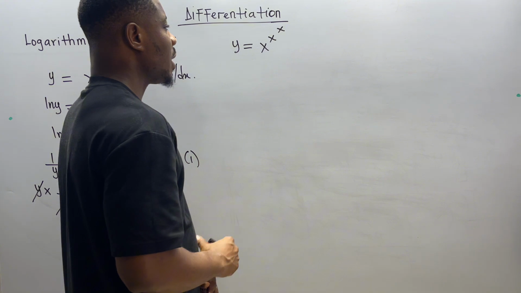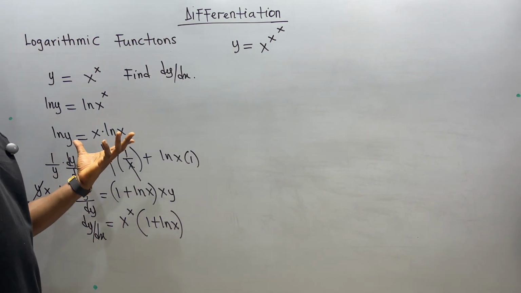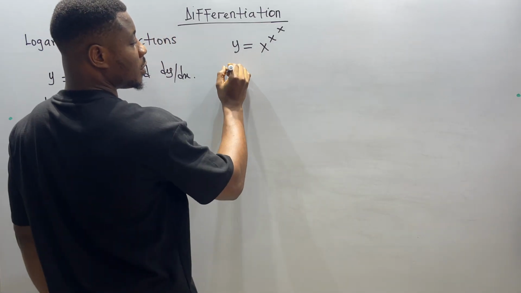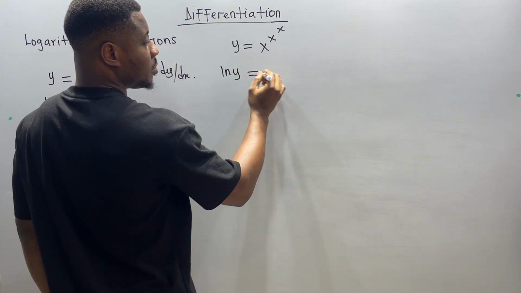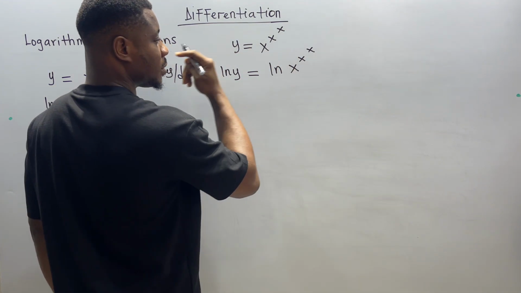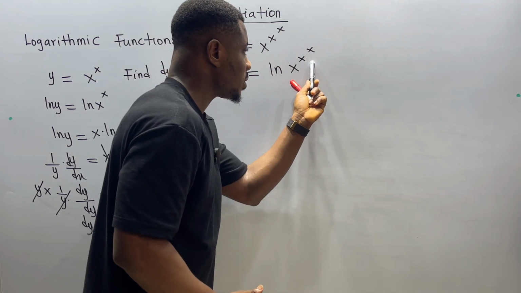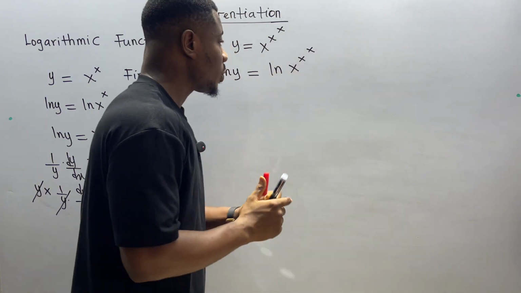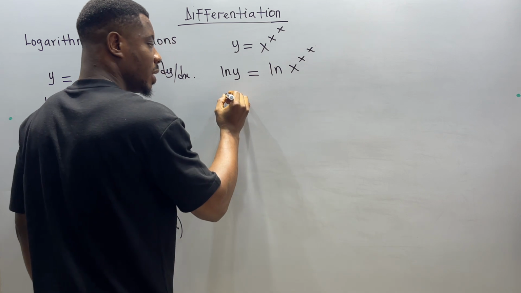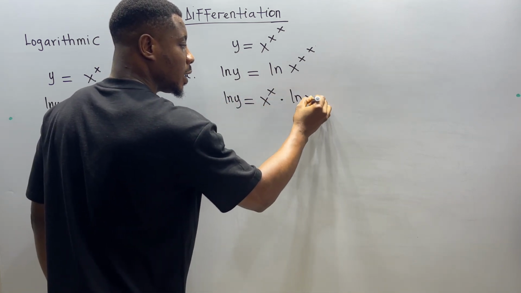And how do we solve this question? To solve this question, we apply the same technique here. We take log of both sides. So let's take log of both sides now. This becomes ln y equals ln of x to the power of x to the power of x. Now what you do here is take these together. By our rule of logarithms, the power comes to the back. So everything here is coming backwards. So we have ln y becomes x to the power of x dot ln x.